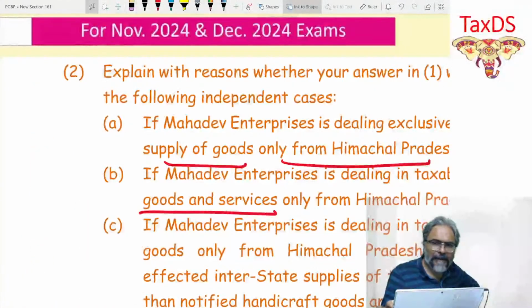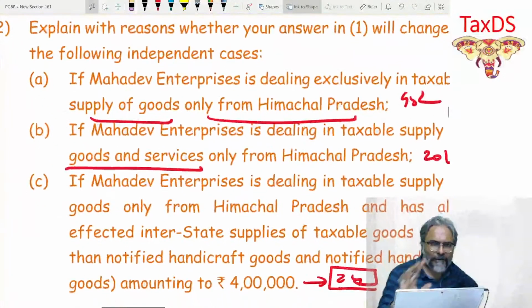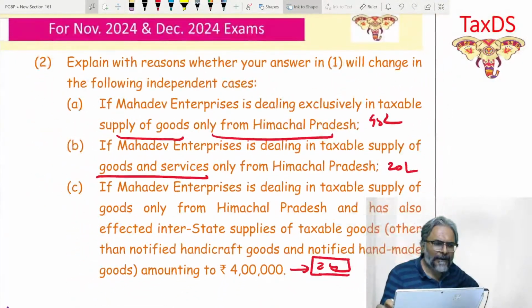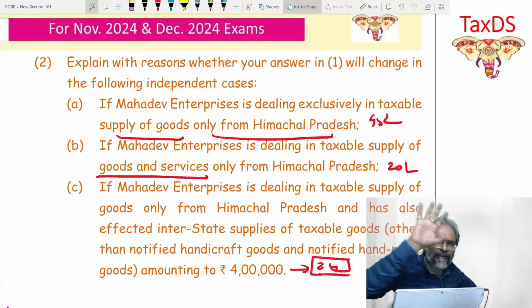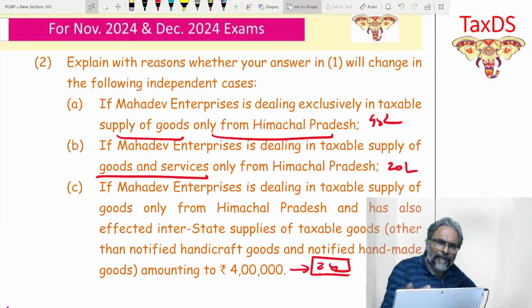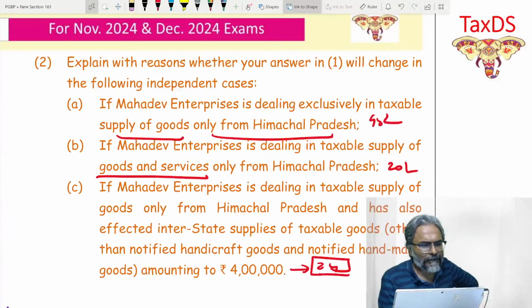Point the second part of the question, students. The first part is already over. Now for the second part, you need not make a table. Directly for the main answer, you have made the table. Now any modified questions, we will answer accordingly. Let's see the modified question. Explain with reason whether your answer in one, which we've discussed, will change in the following independent cases.